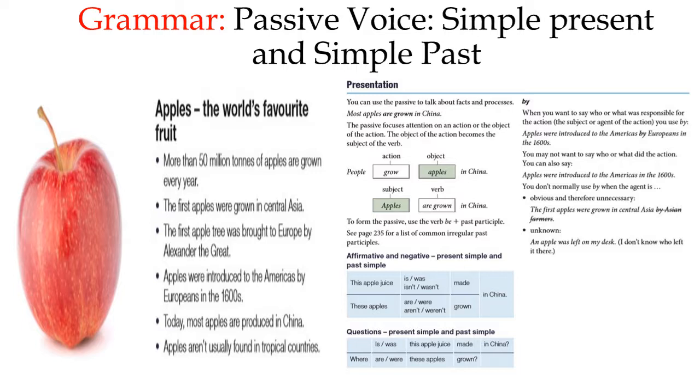The first apples were introduced in Central Asia. Unknown, which means we don't have who grew apples in Central Asia. Unknown: an apple was left on my desk. I don't know who left it there.